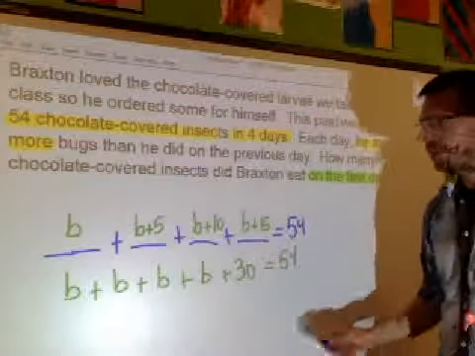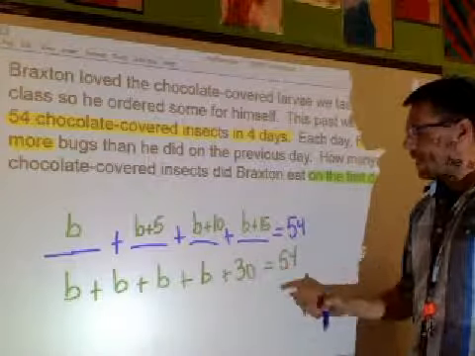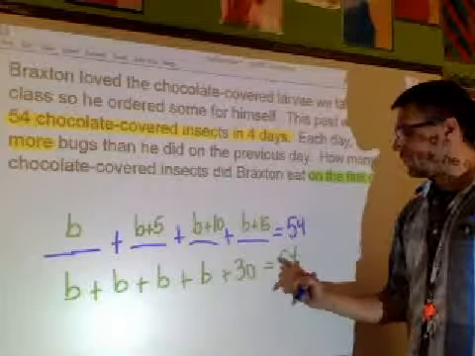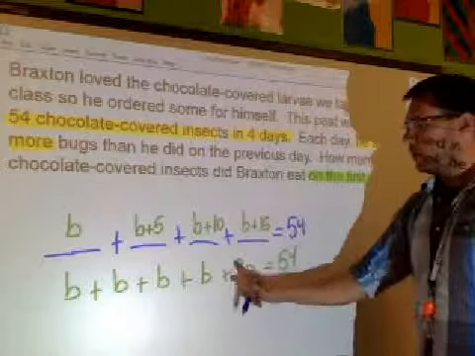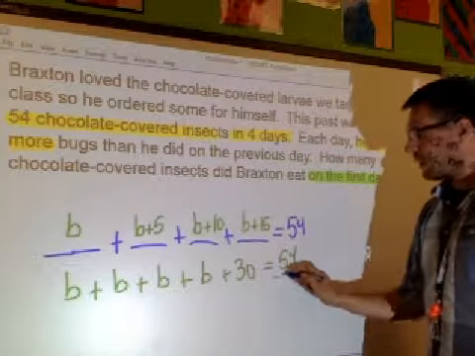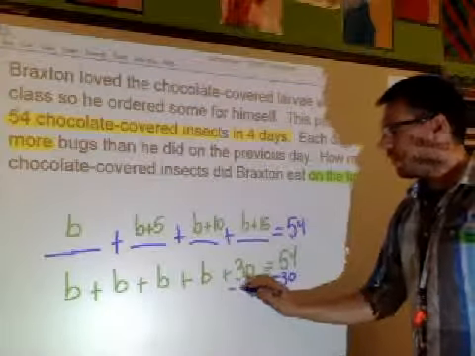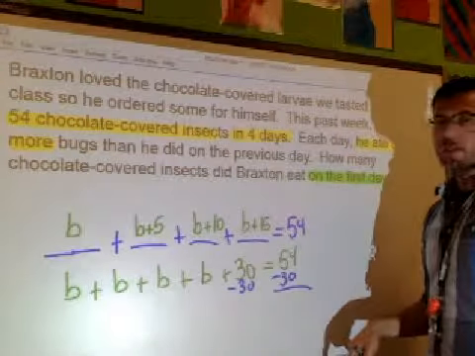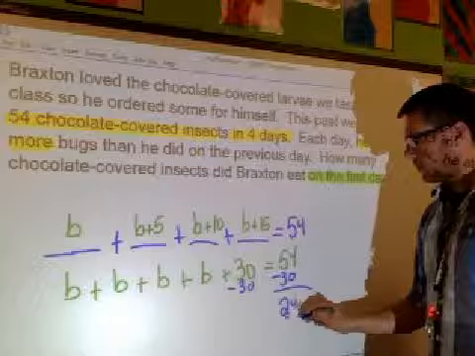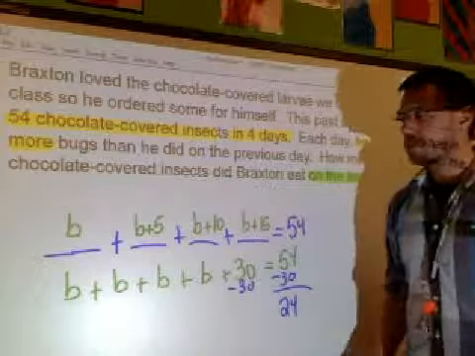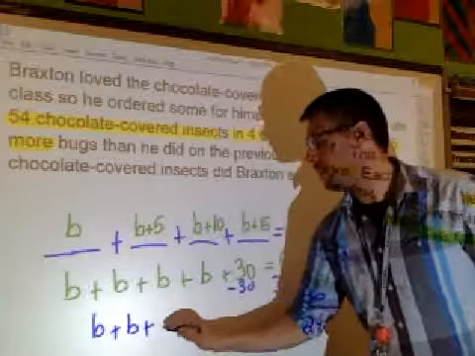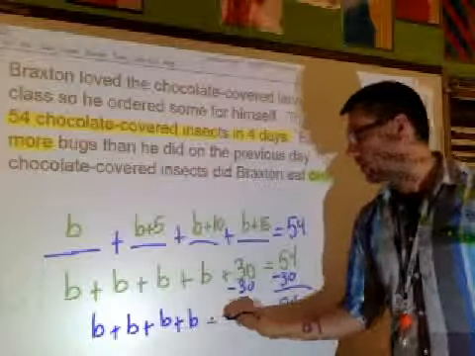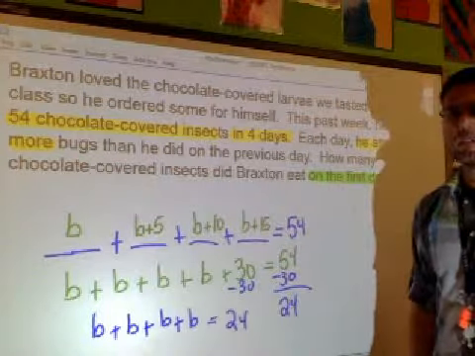Now, Taylor told us what we can do at this point now is let's subtract the 30 from both sides. Let's find out how much those 4 B's are. So if I subtract the 30 from both sides, I'm going to find out that 54 minus 30 is 24. So now I have B plus B plus B plus B equals 24.